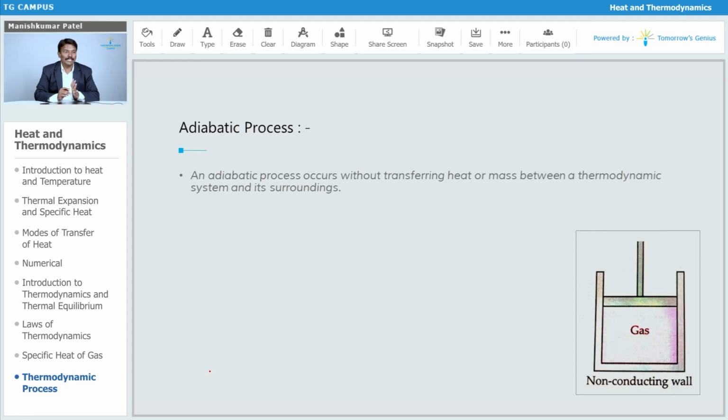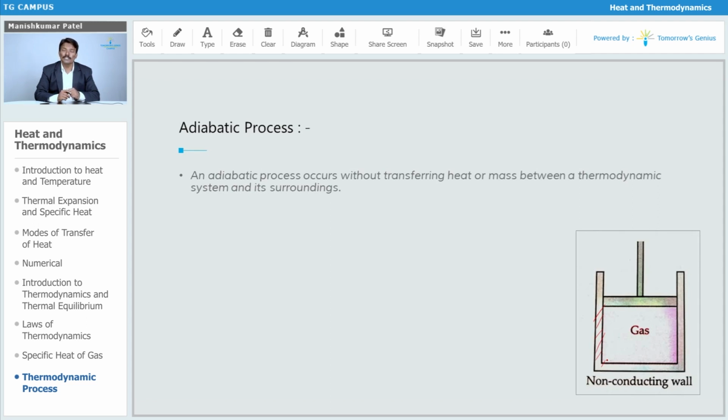So you are not providing any input, but still you are expecting the gas to do some work. That is how we can describe the adiabatic process, which occurs without transferring heat or mass between a thermodynamic system and its surroundings. This means non-conducting walls. There should not be any exchange of heat with the surroundings, so the wall should be non-conducting or insulating, and this is again a very quick process, which we call the adiabatic process.